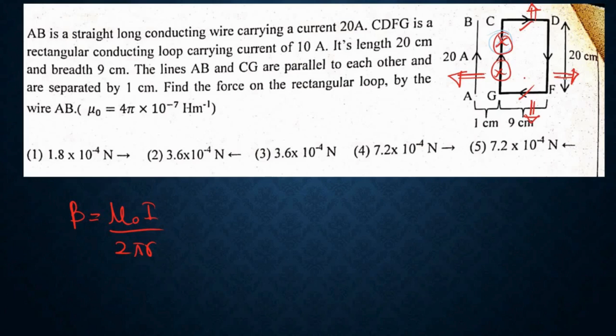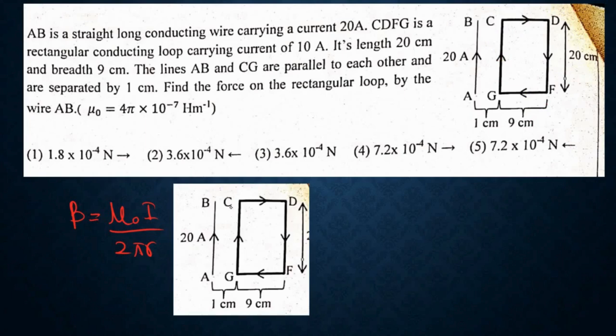So basically the resultant force will be F and F, so the resultant force will be 0, and only on CG and DF we have different values because the magnetic field intensity at CG and DF are different because the distance is different, right? So then we need to find the value on CG and value on DF, and we need to subtract the values, right?